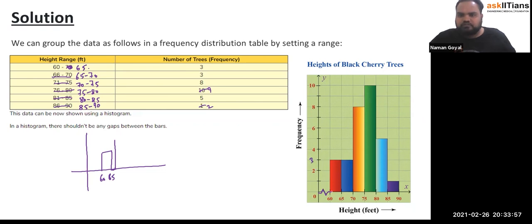We have to take this bar. For 65 to 70, we have to take this bar. For 70 to 75, we have to go up to 8. For 75 to 80, we have to take 9, so we have to remove this and take up to this part. This is 9. And for 80 to 85, it is 5. And for 85 to 90, it is 2. So this is the required bar graph, the histogram.